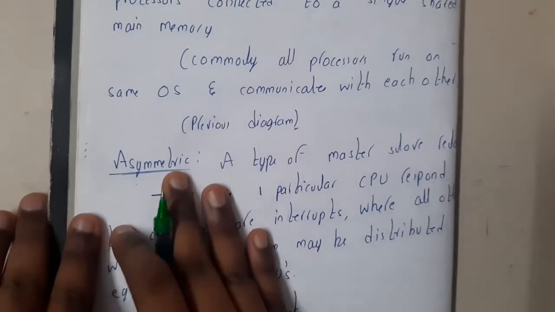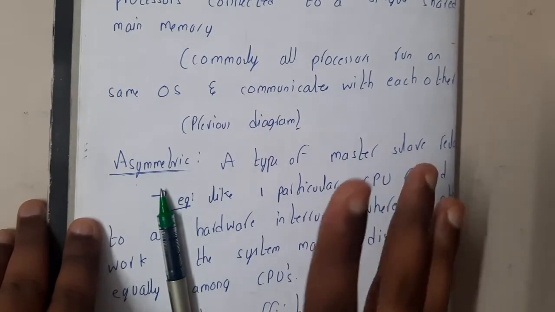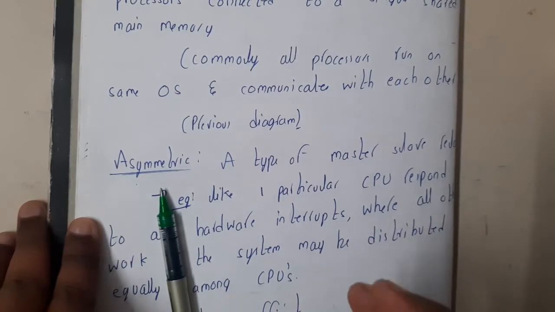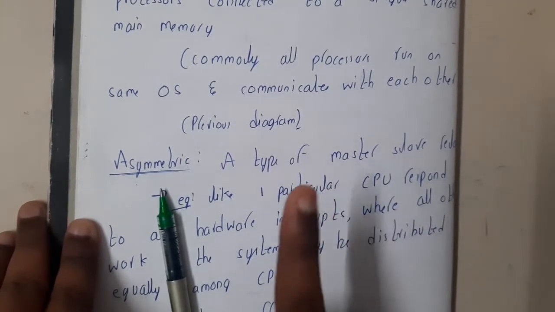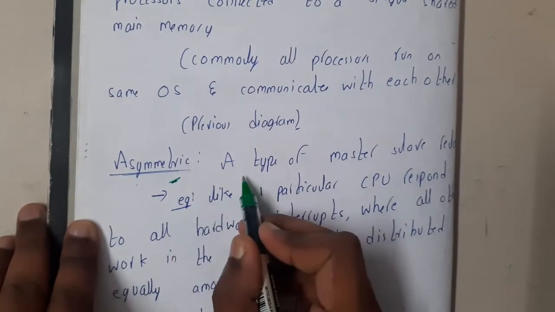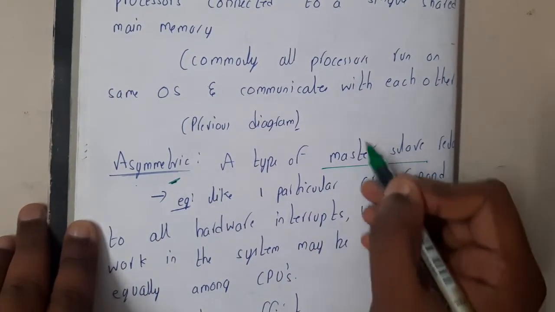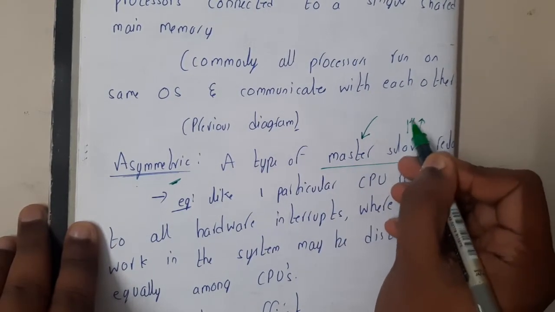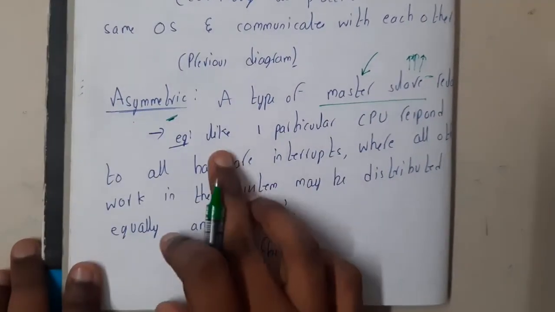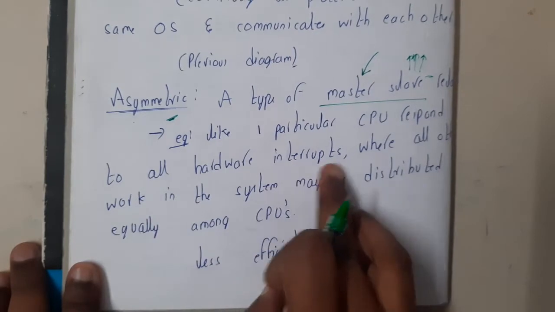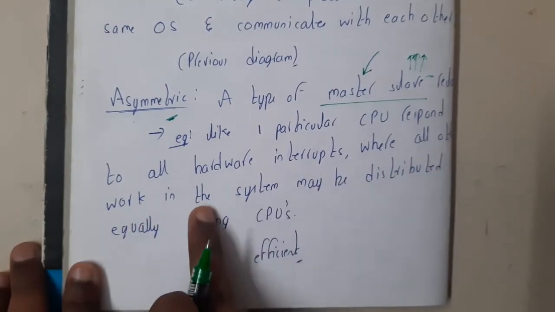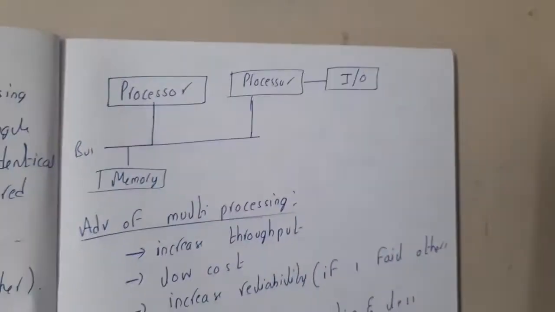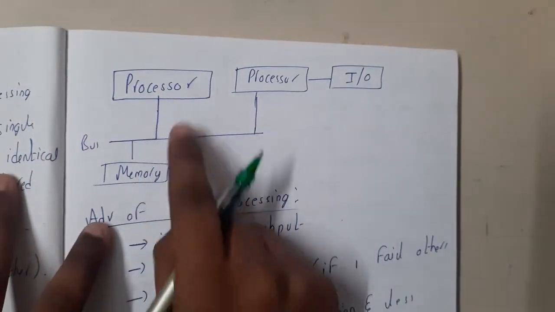When it comes to asymmetric, here one guy will be the king, guys. He will inform you to do this, you to do this, you to do this. In this way, he is going to take care of who should do what. It will be taken care of by a single guy. That is the reason why asymmetric is a type of master-slave architecture, guys. The one who is giving orders will be the master, and the ones who are just blindly working on whatever job they got are slaves, right? Yes. So one particular CPU responds to all hardware interrupts, while all other work in the system is distributed equally. Basically one will be the king and he is going to control everyone. Controlling is the only task for that particular processor.